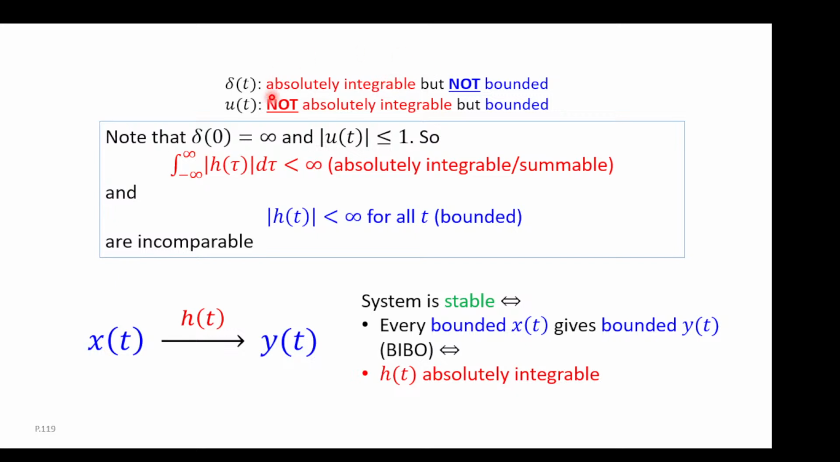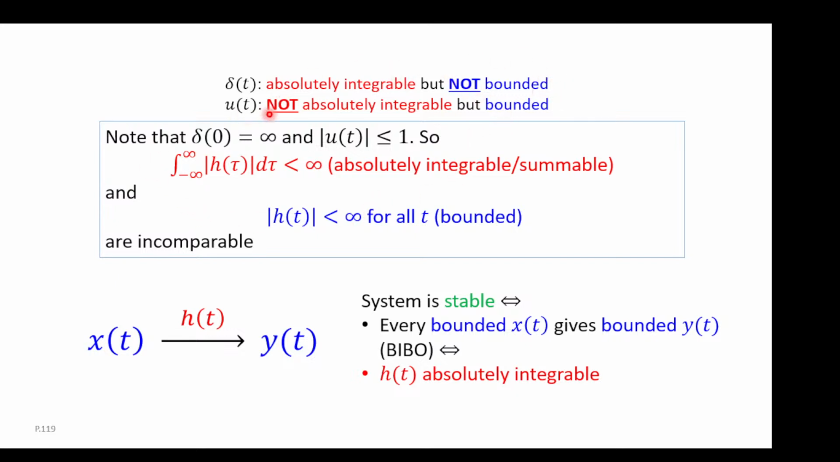You need to not confuse absolutely integrable and bounded. Absolutely integrable and absolutely summable are totally incomparable to whether a function is bounded or not. So the first thing you need to remember is some properties of functions. We have two counterexamples here. The delta function is infinity at t equals 0, so this is not a bounded function. It diverges. But as we have argued, it's absolutely integrable. So there are functions that are absolutely integrable but not bounded.